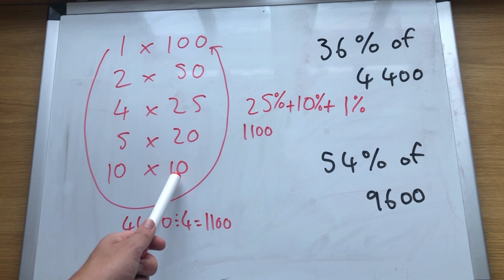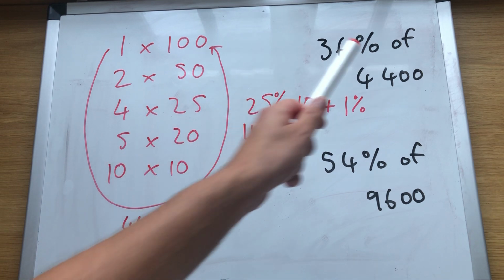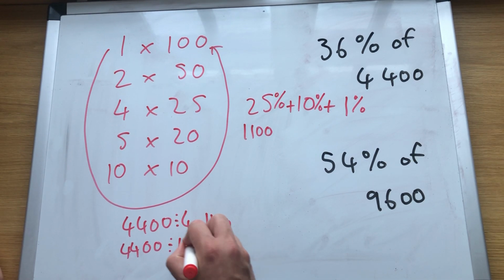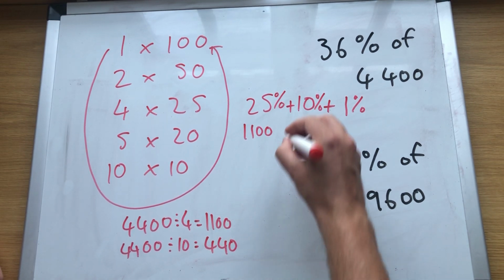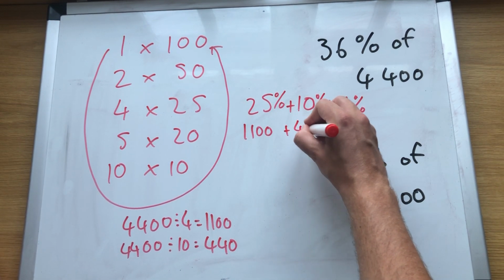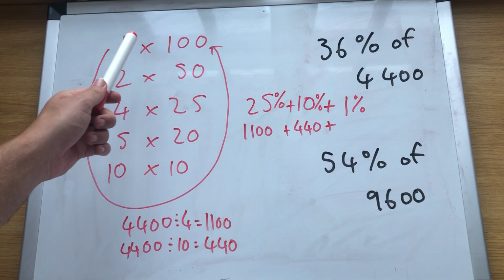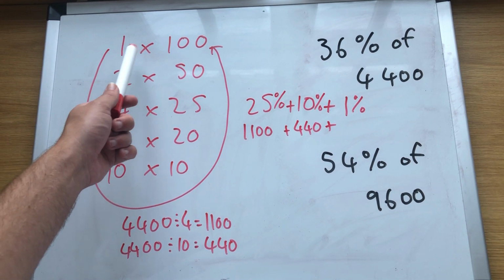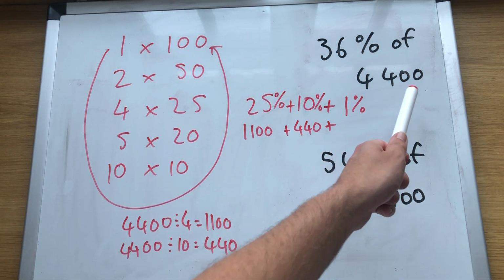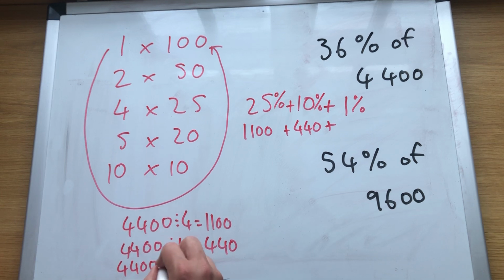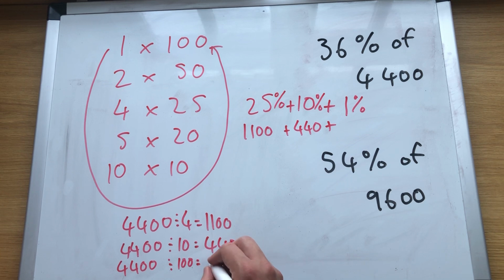My factor pair of 10 is 10. So I need to do 4,400 divided by 10. I'll get 440. So 10% is the same as 440. What's my factor pair of 1? My factor pair of 1 is 100. So I need to do 4,400 divided by 100, and I'm going to get 44.